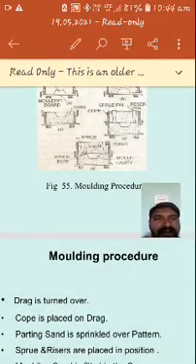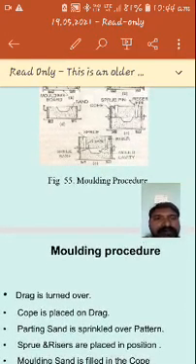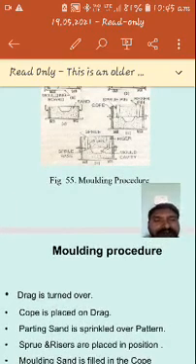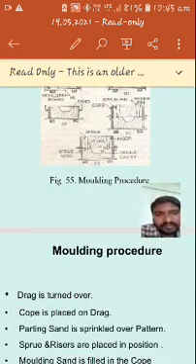After ramming, using a rammer, and after completing the ramming, slowly the sprue pin as well as the riser pin, these two pins, are withdrawn from the mold. Slowly it will be withdrawn from the mold.